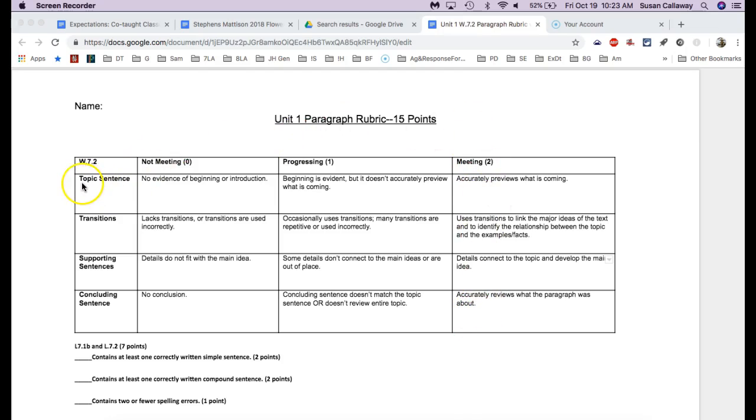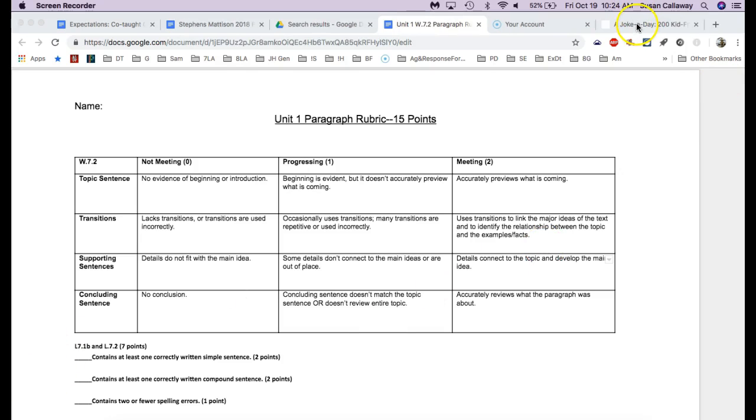So if you see topics, well, you can see topic sentence. Your first sentence in your paragraph must accurately preview what is coming. The second thing is your transition words, such as, for example, additionally. You want to meet the standard, so you want to use transitions to link the major ideas of the text and to identify the relationship between the topic and the examples or facts.